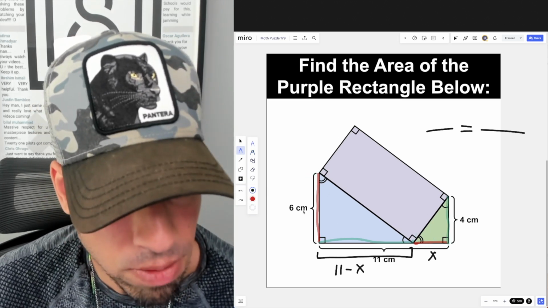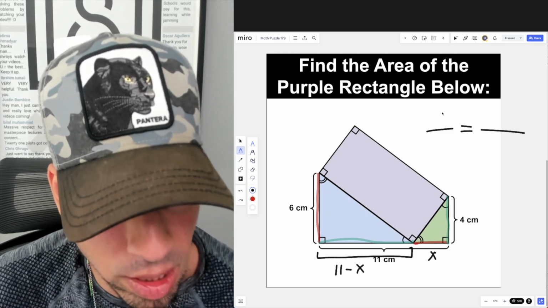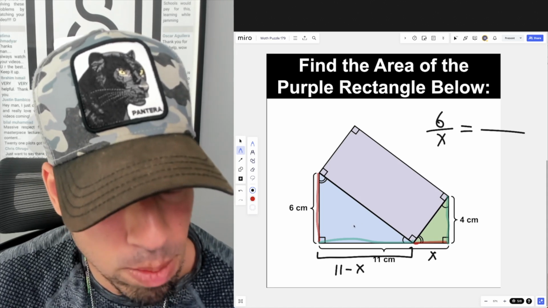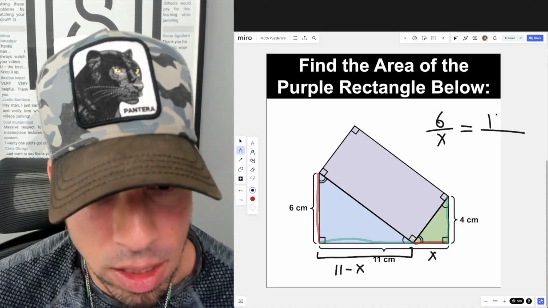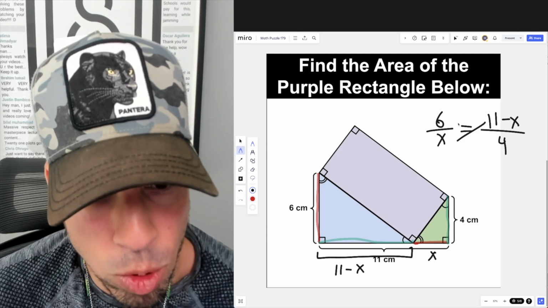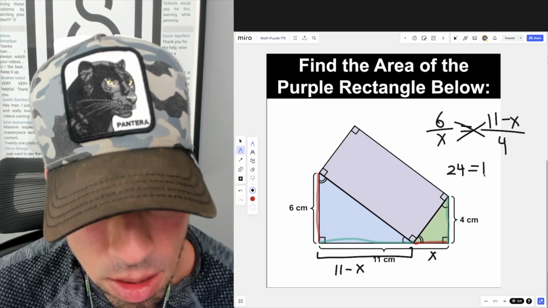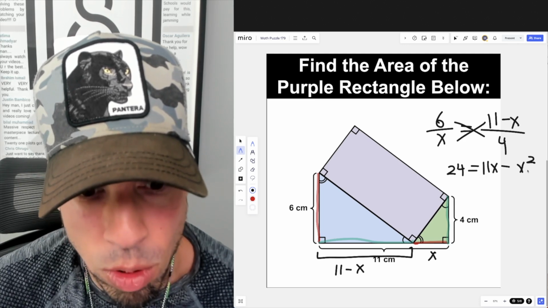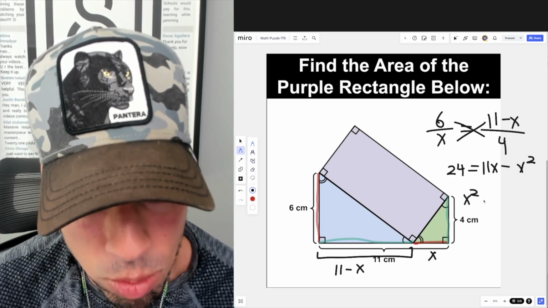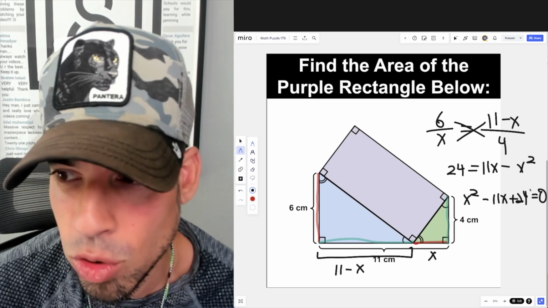As such, I can make the following proportion going from blue triangle to green triangle. So we'll do the reds first. I can say 6 over x is equivalent to, and then again from blue to green, 11 minus x over 4. And this is going to help us solve for x. Now we're going to cross multiply. 6 times 4 is 24. x times 11 minus x is 11x minus x squared. We have a quadratic. Let's bring everything to the left-hand side. We're going to add x squared, subtract 11x, and still have that 24. And all of this is equal to 0.